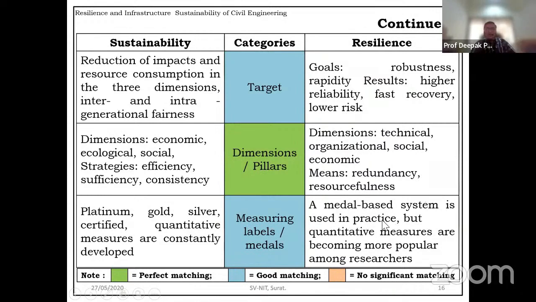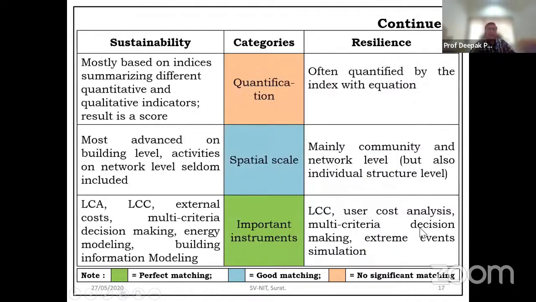Then measuring levels. Different rating systems measure sustainability as platinum, gold, silver certified, and other parameters, like 1 leaf, 2 leaves, 3 leaves, etc. For resiliency, it may be quantitative and qualitative. There is also the challenge of how to quantify resiliency, but many researchers have attempted to quantify resiliency in line with sustainability green rating systems.